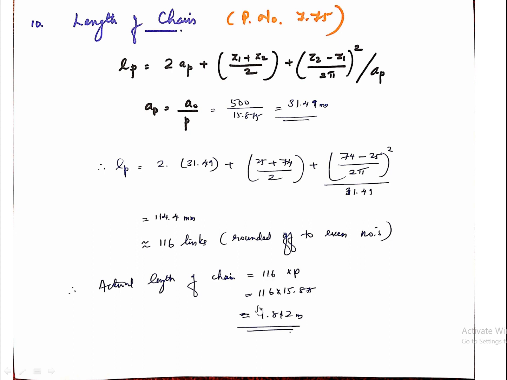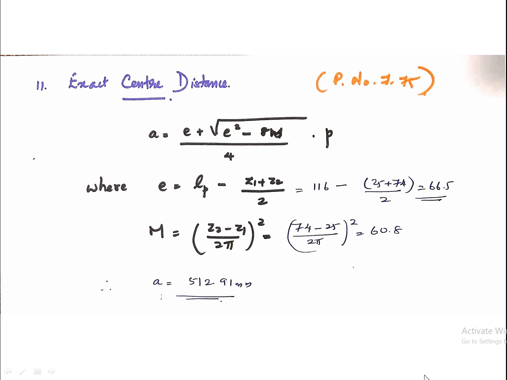Now you can directly multiply the number of links with the pitch. If you do so, you will get the total length that is required, and the length is found to be 1.842 meters. Okay. So with this you will get the length, and finally all you need to find is the exact center distance. For that we can use this equation given in page number 7.75.